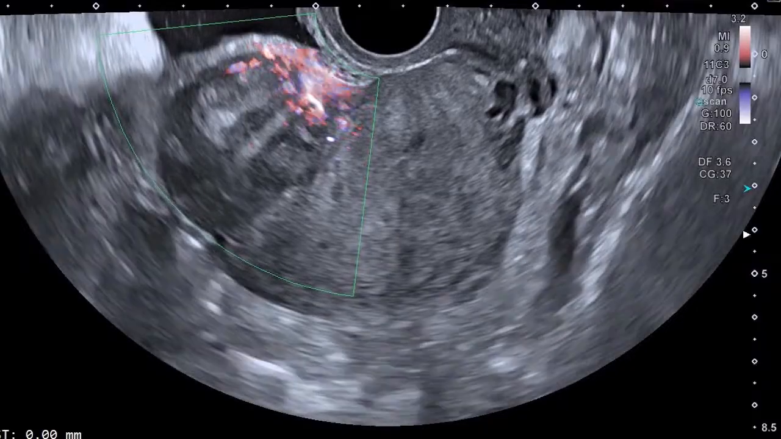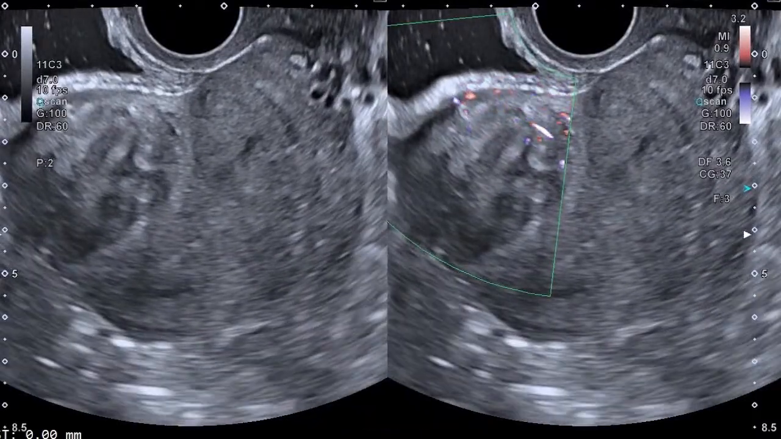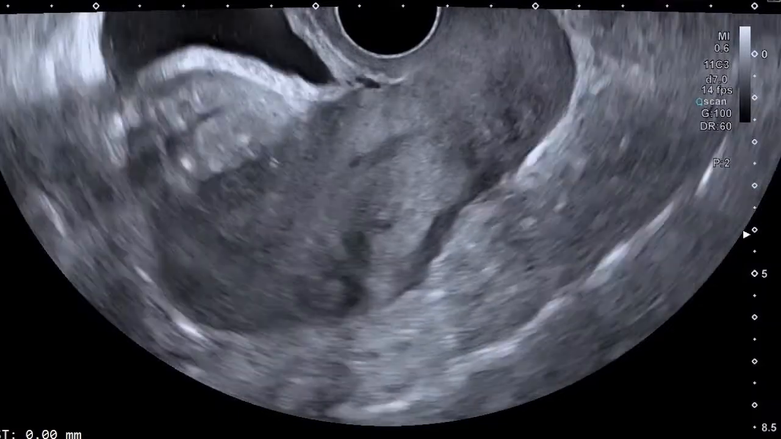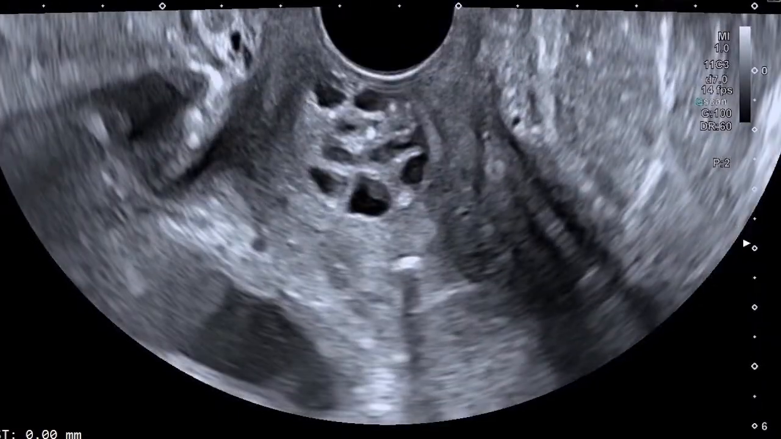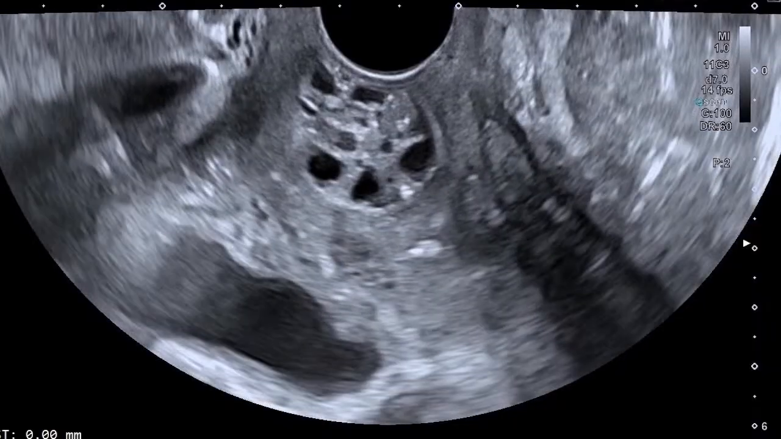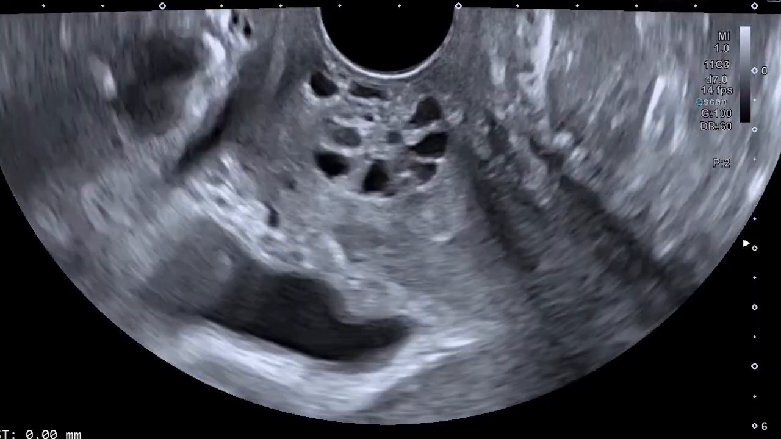So you can see this microvascular flow. There you can see there's no color flow inside. You can see the cervix here nicely. There is the thing that I'm talking about. You can see this is a vaginal mass. It has got the honeycomb structure.